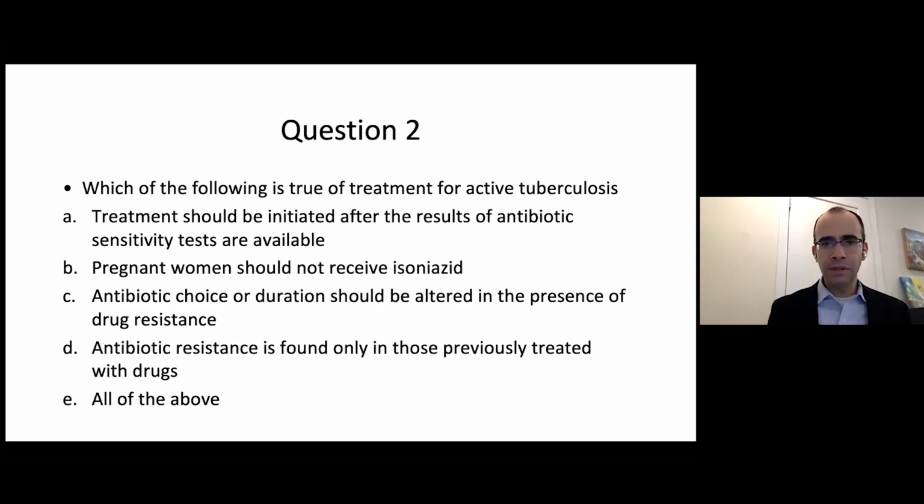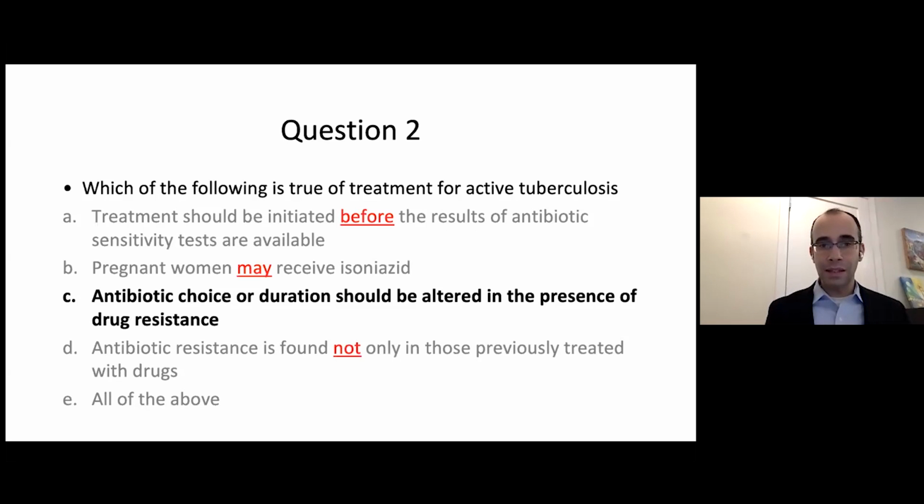Question 2, which of the following is true of treatment for active tuberculosis? Treatment should be initiated after sensitivity tests are available. Pregnant women should not receive isoniazid. Antibiotic choice or duration should be altered in the presence of drug resistance. Antibiotic resistance is found only in those previously treated with drugs, or all of the above.